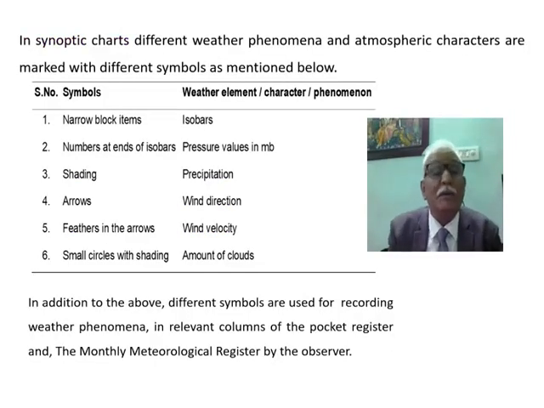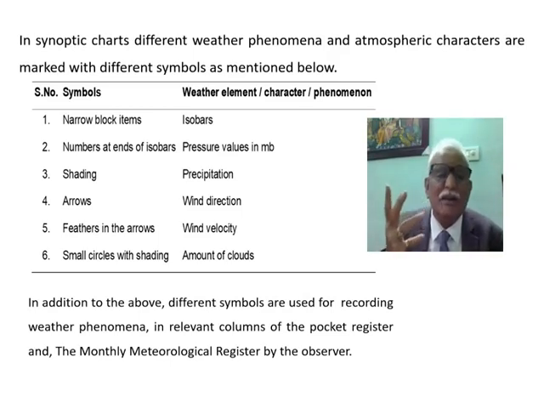For example, if you remember these six, 2 to 3 marks are in your pocket. In a synoptic chart, different weather phenomena and atmospheric characters are marked with different symbols, in the form of symbols. Narrow black lines are isobars. Numbers at the end of isobars are pressure values in millibars. Shading shows precipitation, arrows show wind direction, feathers in arrows show wind velocity, and small circles with shading show the amount of clouds.